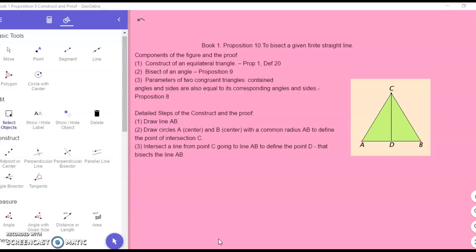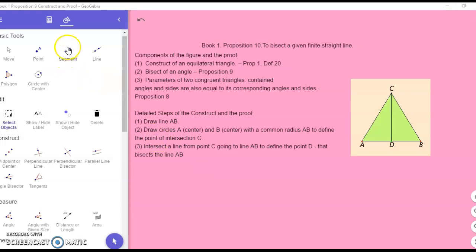And in creating the figure, here are the detailed steps. So we will just follow them step by step, okay, and we'll discuss the proof later. So please join me as I draw the figure. So let's do that together.